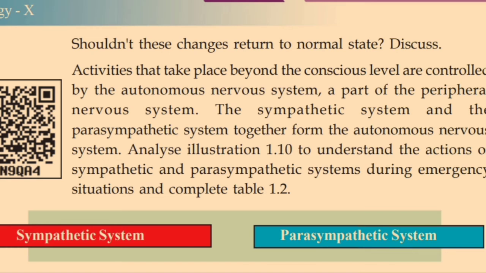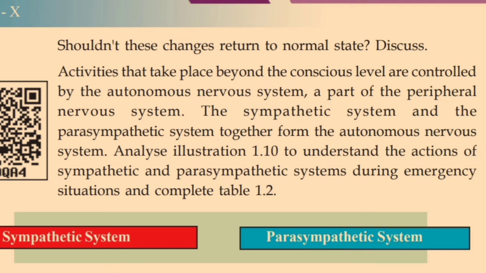The activities that take place beyond the conscious level are controlled by autonomous nervous system. It is a part of peripheral nervous system. So autonomous nervous system consists of two parts, mainly sympathetic system and parasympathetic system. Then next we understand what are the actions of sympathetic and parasympathetic systems during emergency situations.